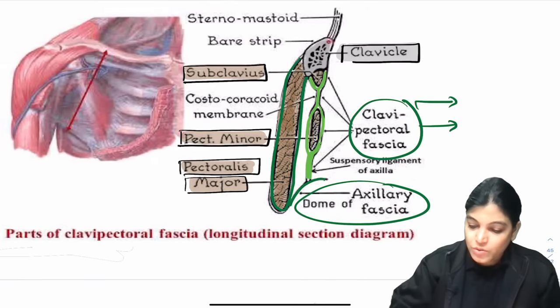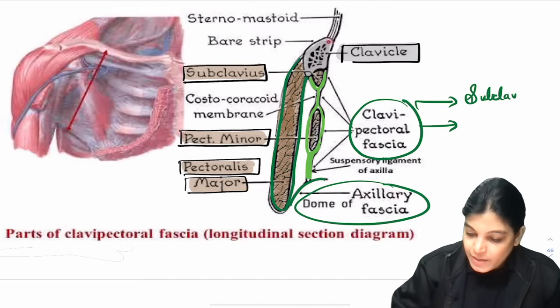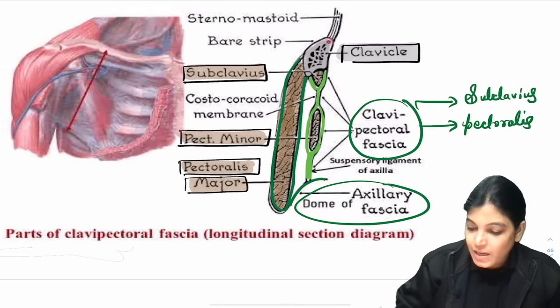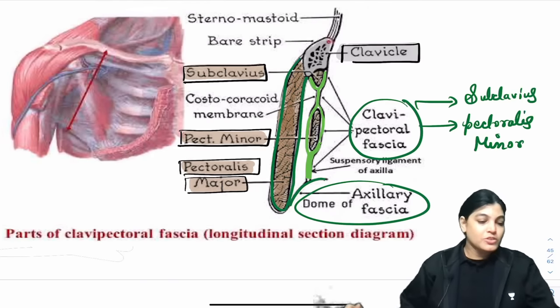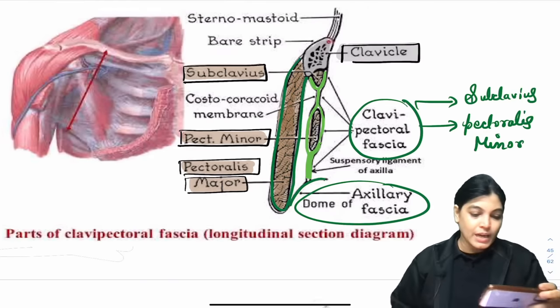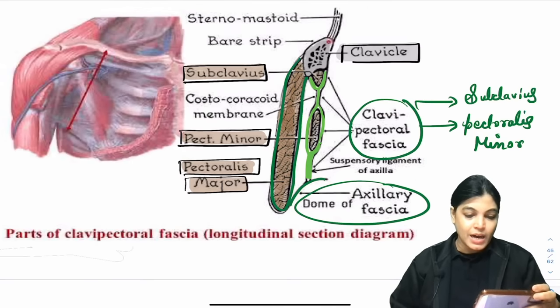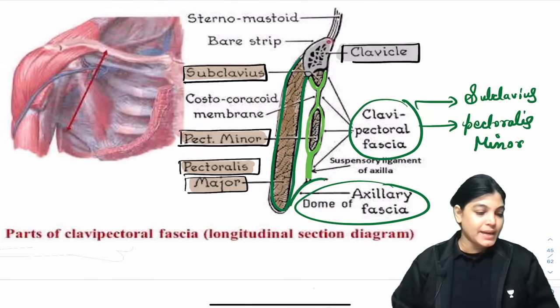Which two muscles is it enclosing? It is enclosing the subclavius muscle and the pectoralis minor muscle, and it is lying below which muscle? It is lying below the pectoralis major muscle. So please let me know, Karthik, Priyanshu, Adhar, is it okay? Are you understanding, any doubt?